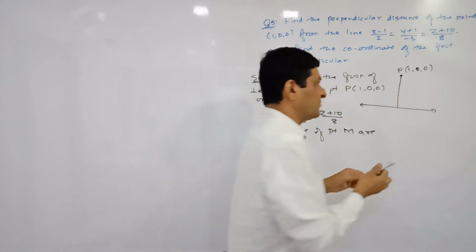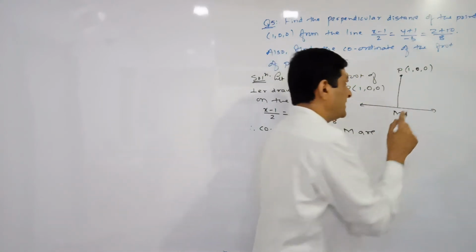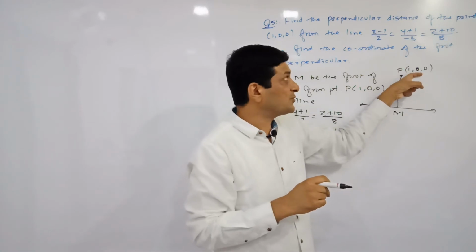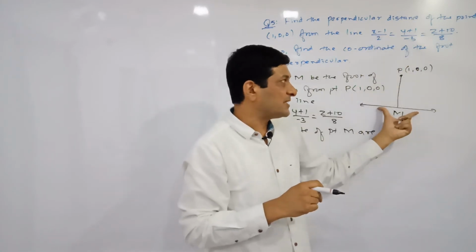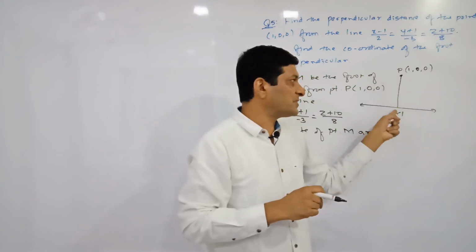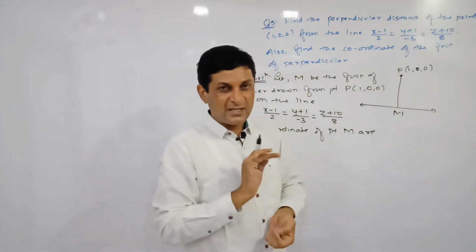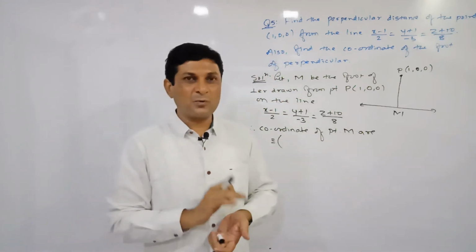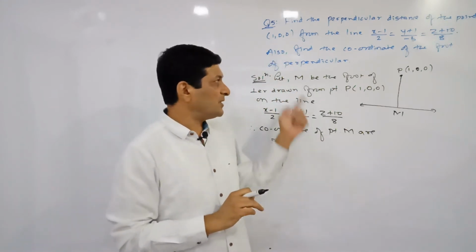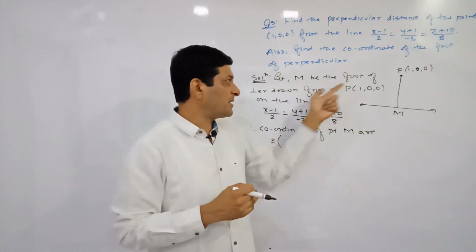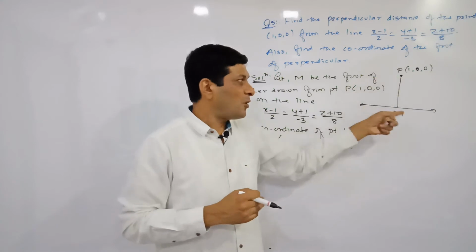Let us denote the foot of perpendicular by M. One point is given to us, its coordinates are 1, 0, 0, and one line is given to us. And the question is to find out the coordinate of this foot of perpendicular and this distance of a point from the line. So the example is very similar to question number 2. In this case also let us denote this foot of perpendicular by M. So M is the foot of perpendicular drawn from this point on this line.